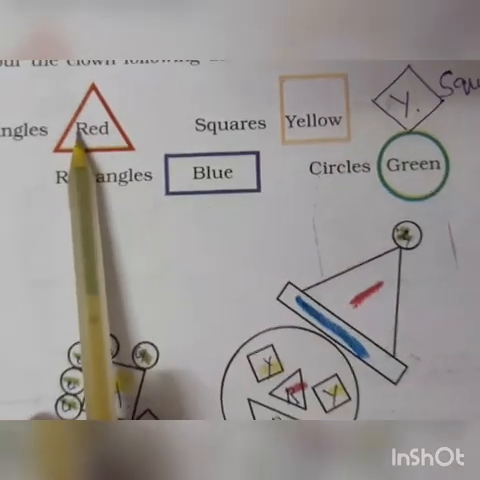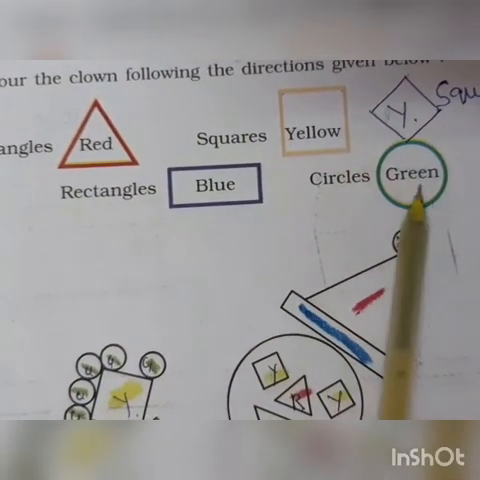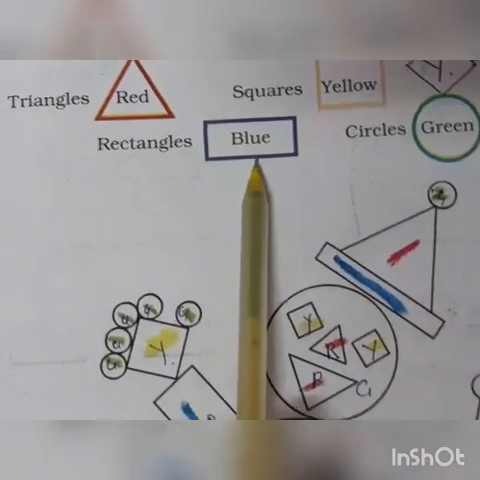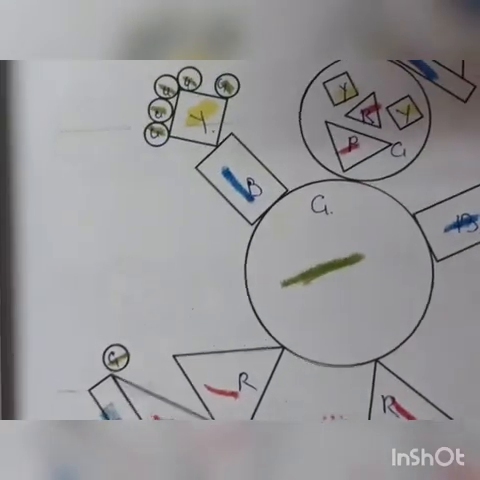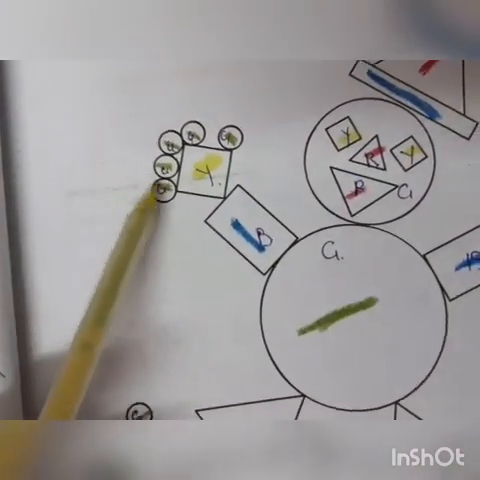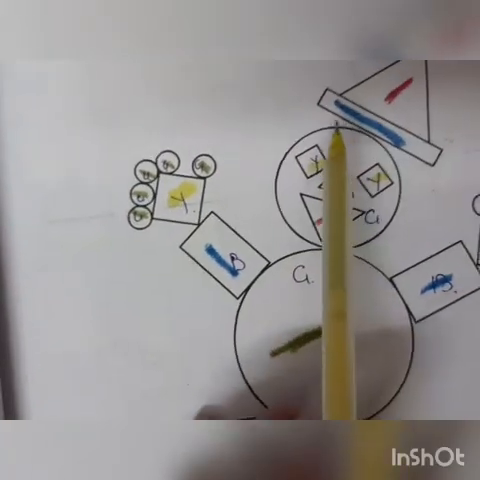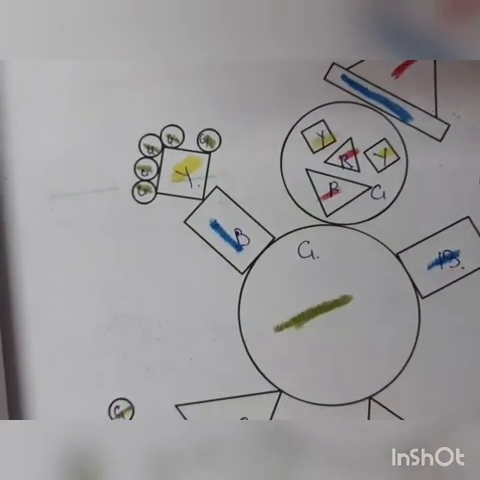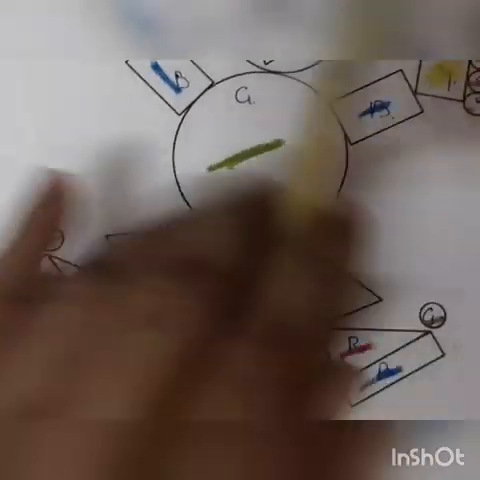So triangles you have to color red, squares yellow, circles green, and rectangles blue. So I have marked here which colors you have to color. Green circle, all the circles here, this whole face, and these small circles here, 2 circles are there, all these you have to color green.